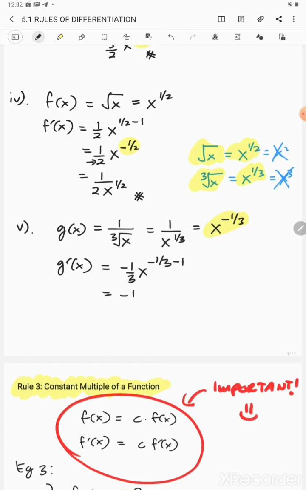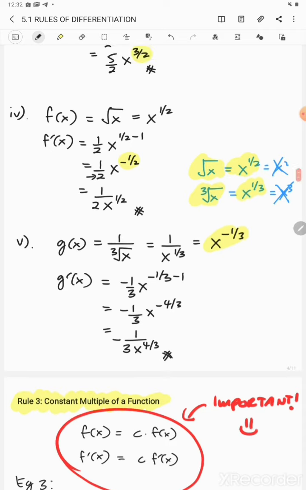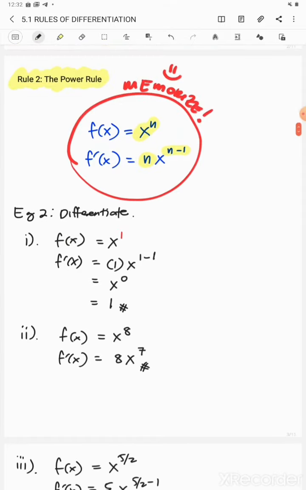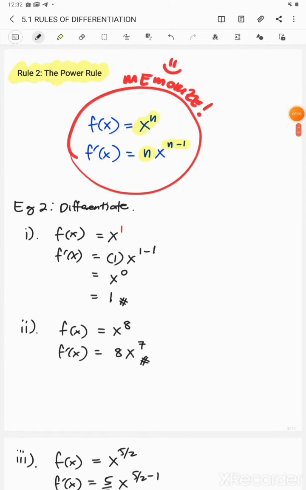So we get here negative 1 over 3 x to the power of negative 1 over 3 minus 1, we get here negative 4 over 3. Remember, we have a negative power, and I do not prefer this because the exponent is negative, so you just bring it down, and it becomes negative 1 over 3 x power of 4 over 3. That's all. This is the answer. This is what we call the power rule. I hope you understand.